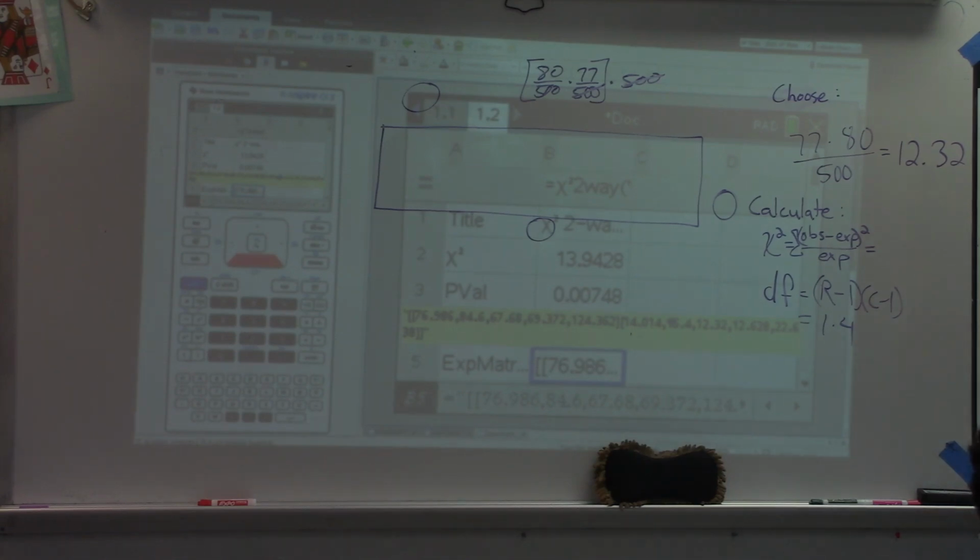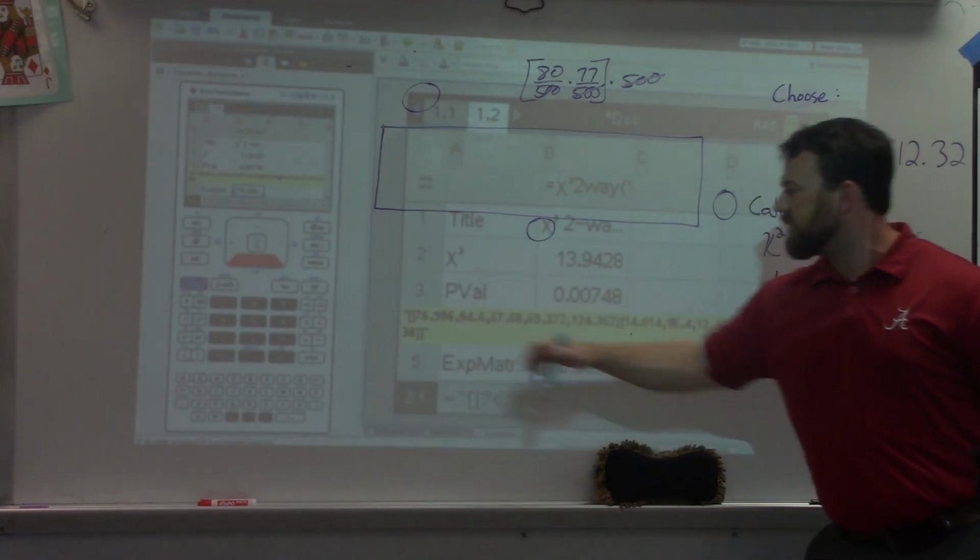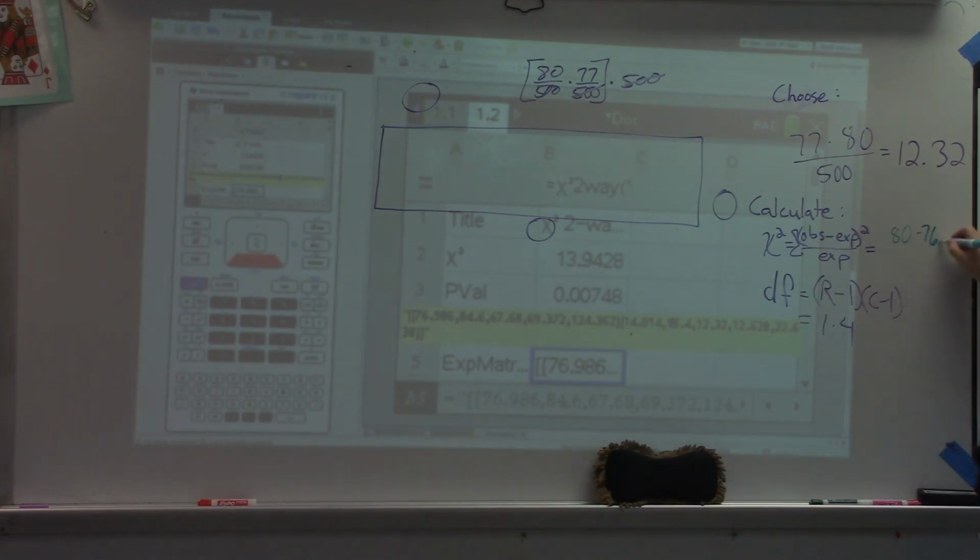Alright, so notice, we need to do a couple of these: observed minus the expected. So what was the first observed value there? 80 minus the expected, which is 76.986, squared, divided by the expected. Can we just dot it out? I don't wanna write anything. Just do 2 at least. Plus, well, we know we're gonna be.